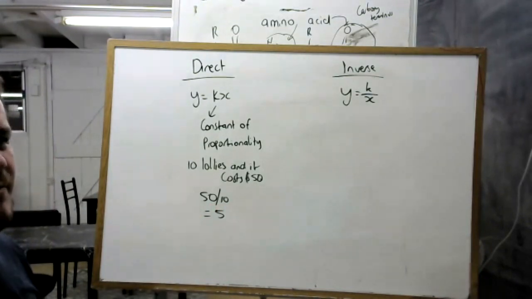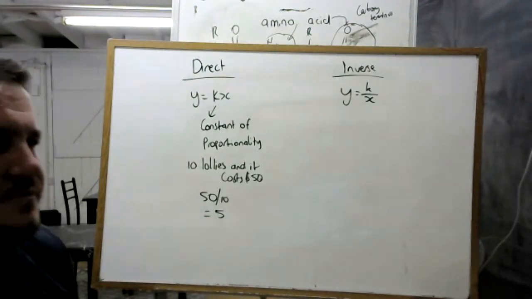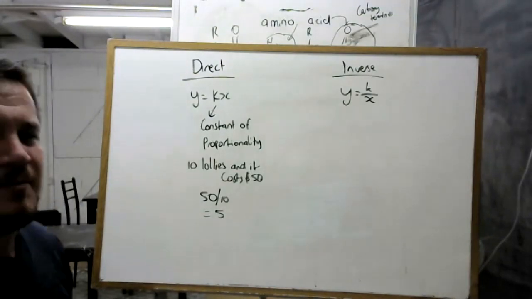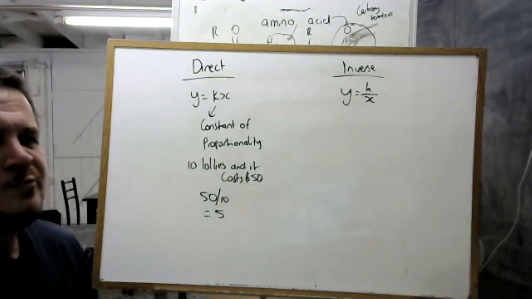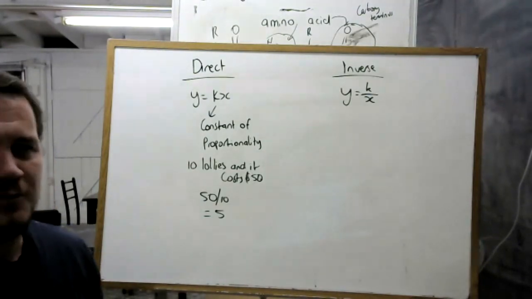Well, we could use another example. If 2 apples equal $20, we can assume that 1 apple equals $10, right? So the constant of proportionality for that apple would be 2.